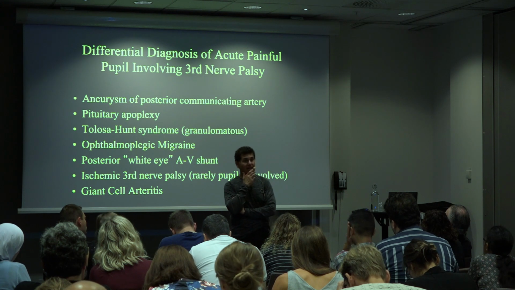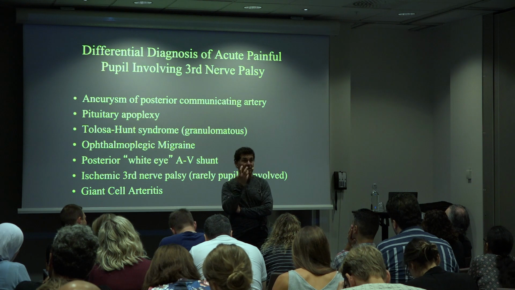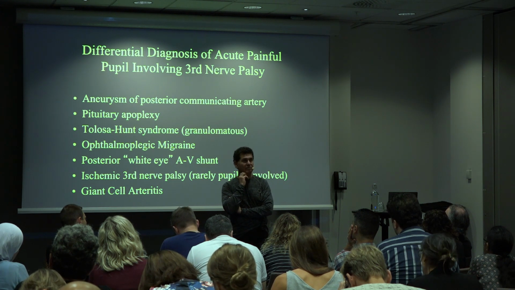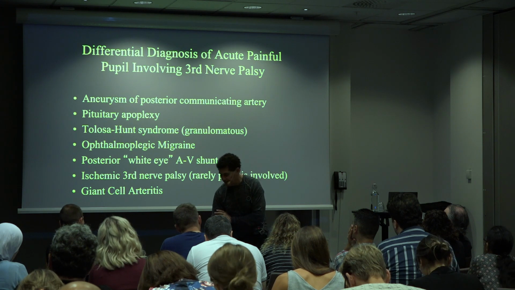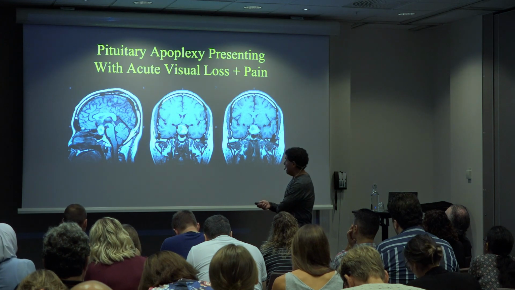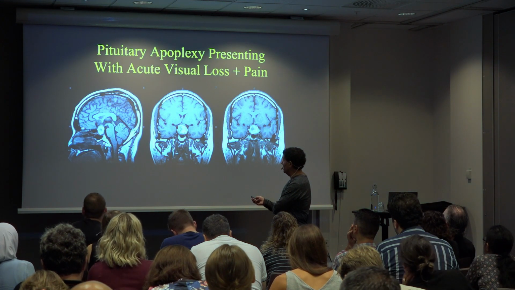The other one to think about is diabetics who have fungus infection, and you can start picking off cranial nerves, but usually that's not as painful. Okay, good. So this patient had this pituitary apoplexy that you're seeing here, both edema and blood.